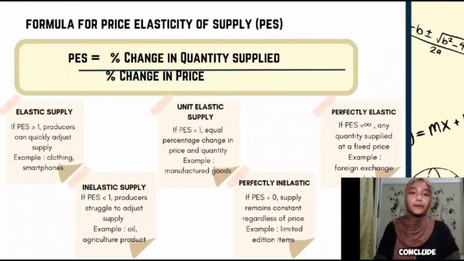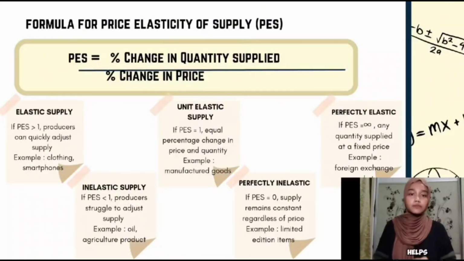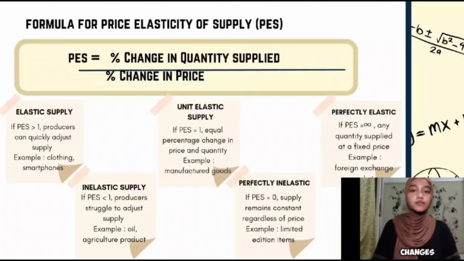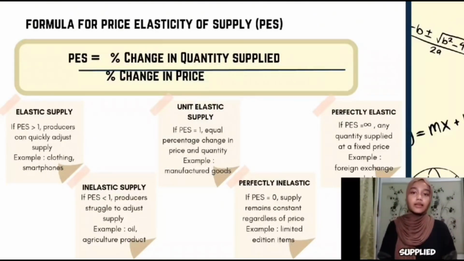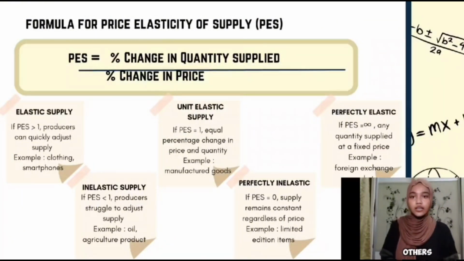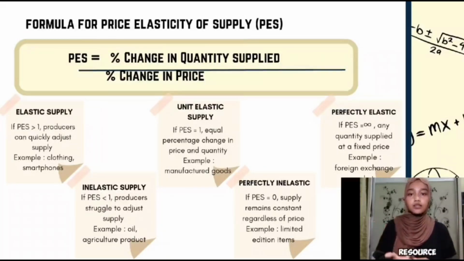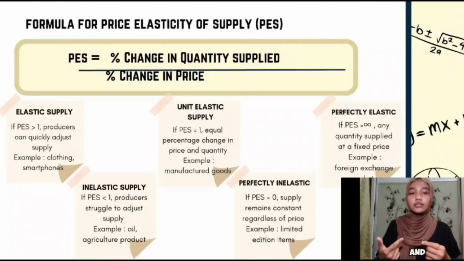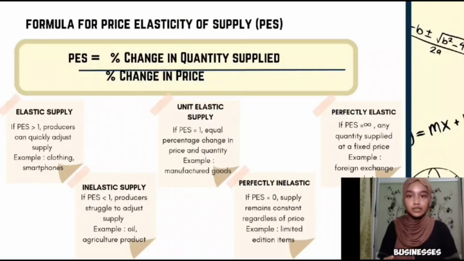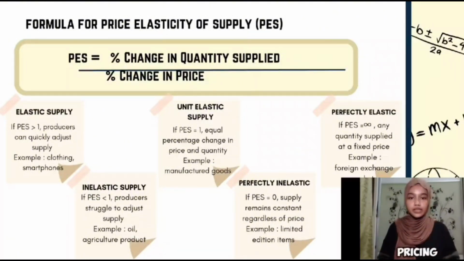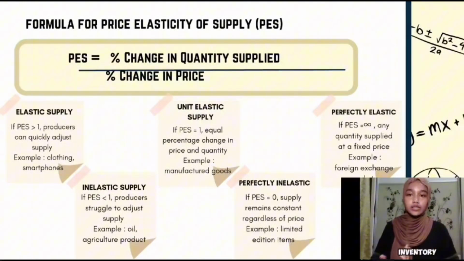To conclude, price elasticity of supply is an important measure that helps us understand how different goods respond to price changes. Some products can be supplied more easily than others, depending on factors like production flexibility, resource availability, and time constraints. By understanding PES, businesses and policymakers can make better decisions about pricing, production, and inventory management.